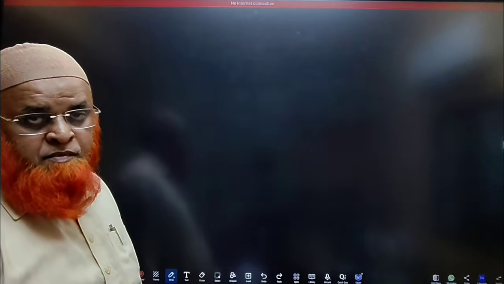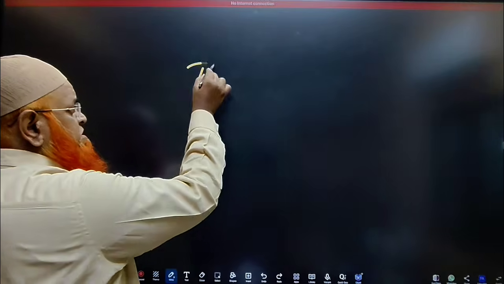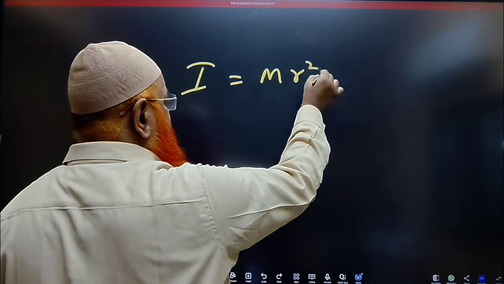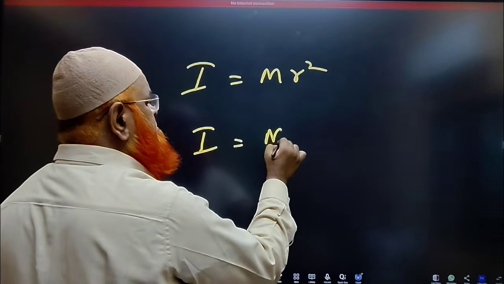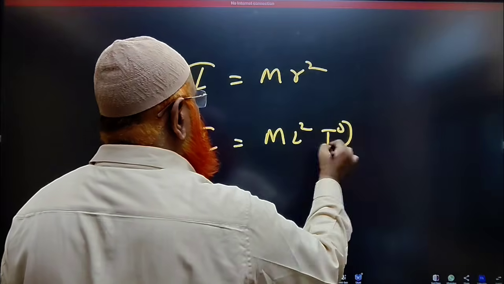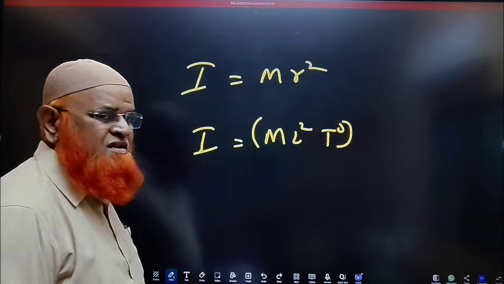Next. Moment of inertia, the dimensional formula is m r square. So I is equal to m, this is L square. T is not there, so you can write this as T power 0. Next.